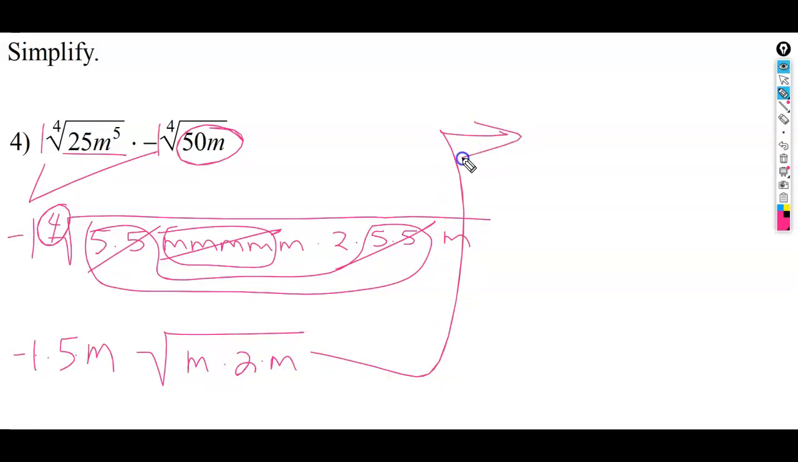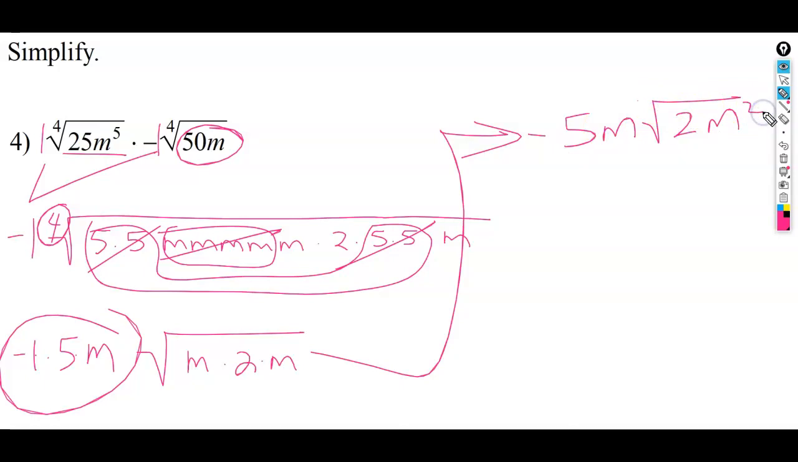And so if we just simplify this, on the outside, -1 times 5 times m is going to be -5m. And on the inside we have 2m squared. And we don't want to forget that little number right there. The radical index is 4. So that is our answer.